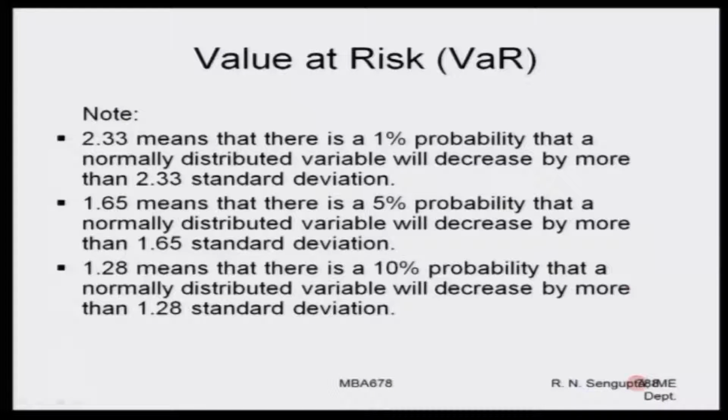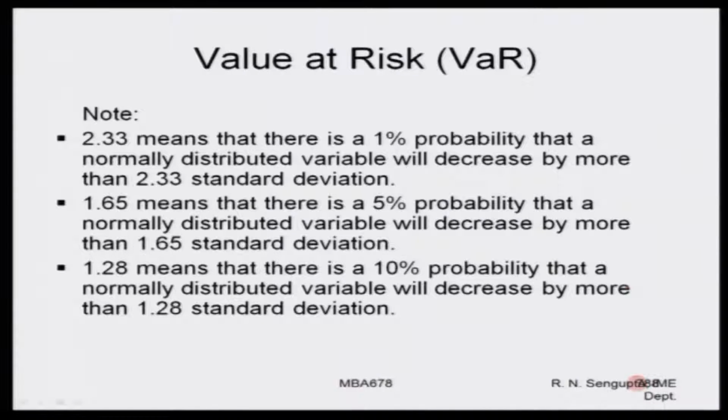Note 2.33 means there is a 1% probability that a normally distributed variable will decrease by more than 2.33 standard deviations, on to the right or on to the left, depending on how you are trying to draw the overall loss. 1.65 means that there is a 5% probability that a normally distributed variable will decrease by more than 1.65 standard deviations, on to the right or the left.